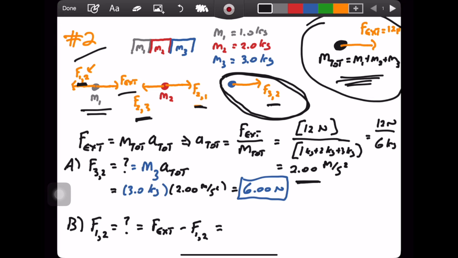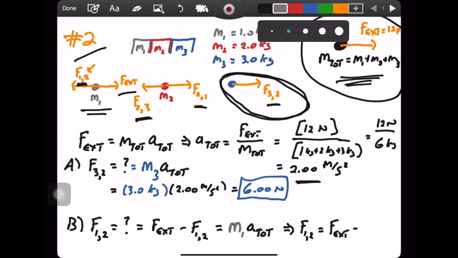And by Newton's second law, not Newton's third law. Newton's third law is the action-reaction pairs. Newton's second law is the mass, and just to be consistent with our color, mass 1 times the total acceleration. Because again, the total acceleration of the system is the acceleration of each individual block. I want to solve for F12, so I can do some algebra where I add F12 to both sides. And what that leaves me with is F on 1 from 2 equal to the external force, that's the 12 newton force, minus M1 A total.